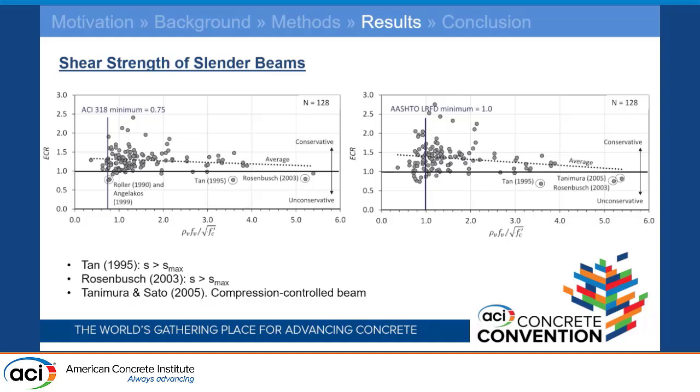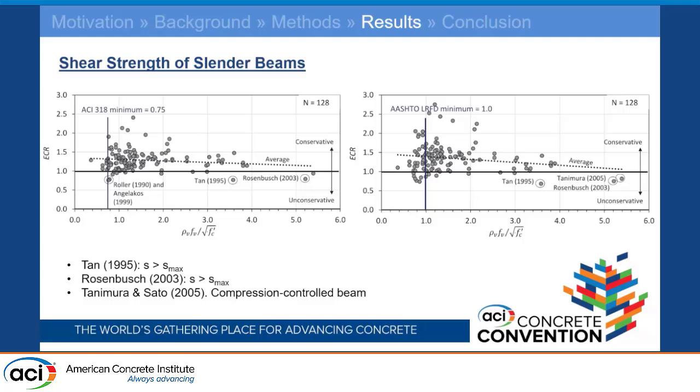Okay, so let's get into some results here. So the shear strength of slender beams: these are the ACI predictions on the left and the AASHTO predictions on the right. On the y-axis, ECR stands for experimental to calculated ratio. So a value greater than 1 means that the experimental capacity was greater than prediction, right? So that's a conservative test. And then on the x-axis, we're plotting the shear reinforcement ratio, rho v, normalized by the yield strength of the stirrup reinforcement and normalized by the square root F prime C.